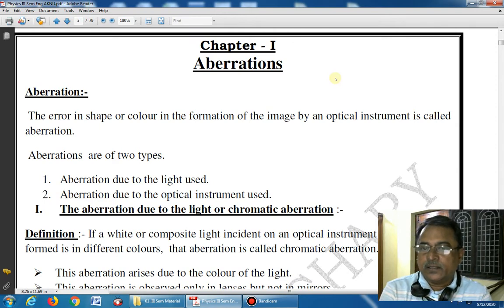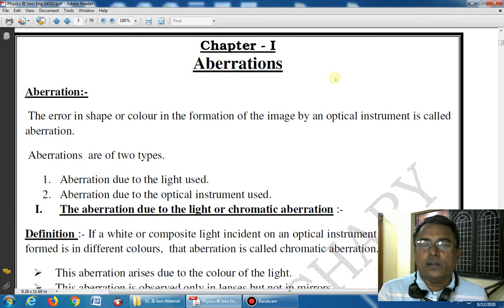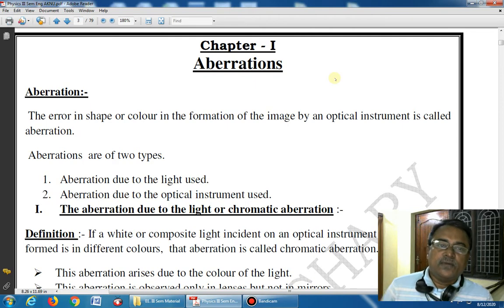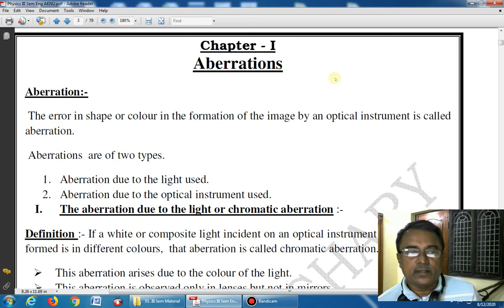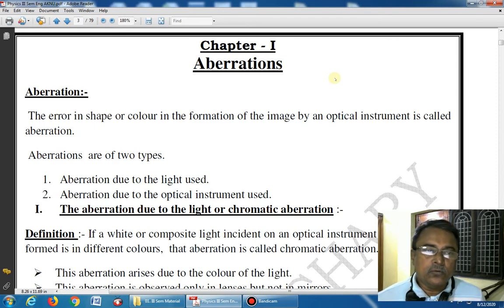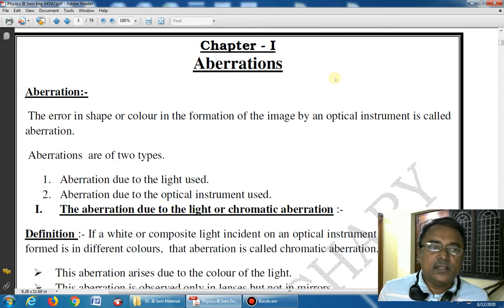Here the error is observed when the object is viewed through an optical instrument. So, if an object is viewed through an optical instrument, then it may give some defected image either in shape or in color. That type of defect is called aberration.